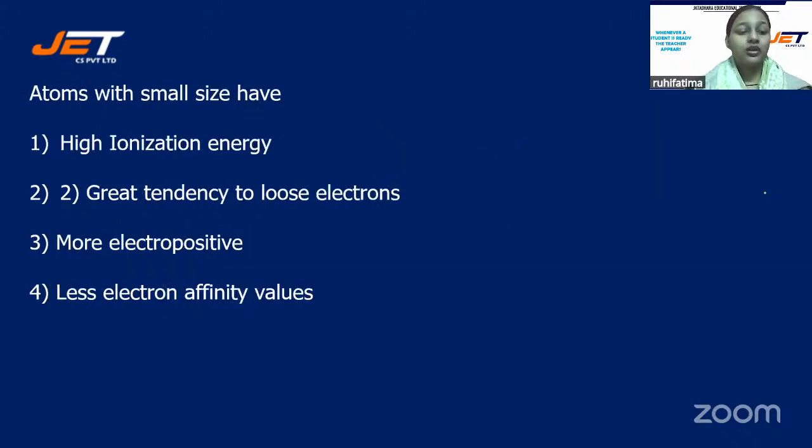Next question, students. Atoms with small size have, and your options are option number 1, high ionization energy. Option number 2, great tendency to lose electrons. Option number 3, more electropositive. Or option number 4, less electron affinity values?